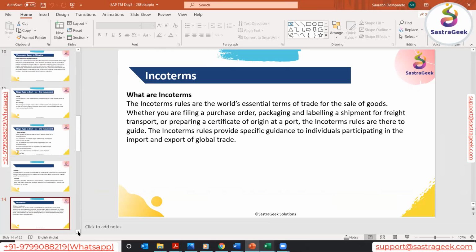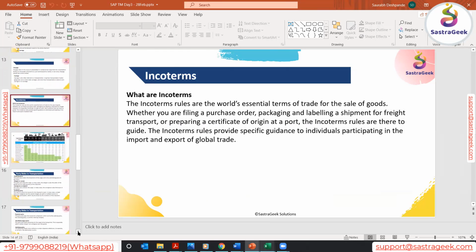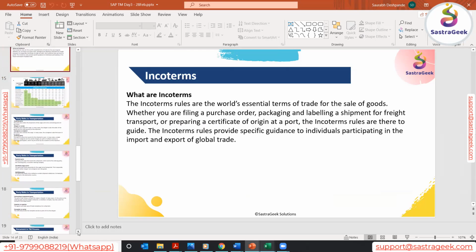Actually, Sandeep, like Incoterms, we are also defining in ECC, and the same we are considering in the HANA TM module. Yes. Here also the same. Whatever Incoterms you have decided in your sales order or your delivery document, the same is copied.